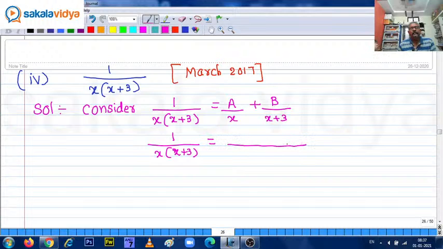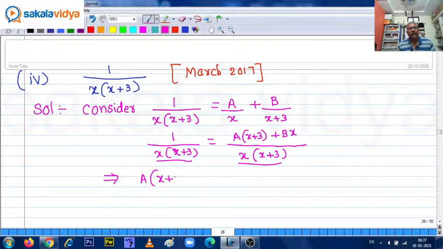So here, x times x plus 3 on both sides. x gets cancelled, so a times x plus 3, plus x plus 3 cancels, b times x. Comparing on both sides, the x times x plus 3 cancels, and we get a times x plus 3 plus b times x equals 1.